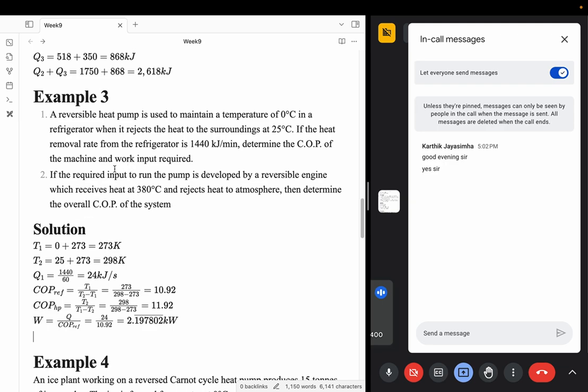The next part of the question asks: if the required input to run the pump is developed by a reversible engine, which receives heat at 380 Celsius and rejects heat to the atmosphere, determine the overall COP of the system. So now this work has to be supplied by a heat engine with a source temperature of 380 Celsius and a sink temperature same as the previous one, that is 25 degrees Celsius. So what would be the amount of heat from the source that is required?